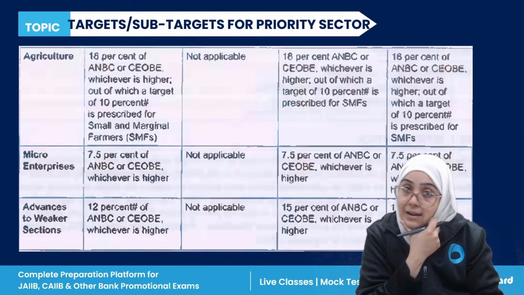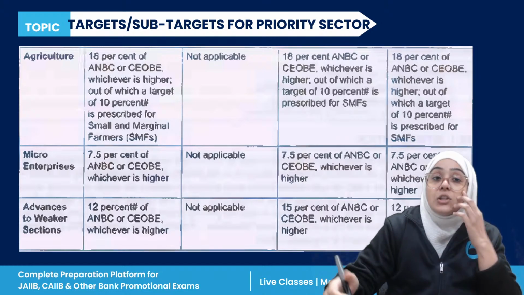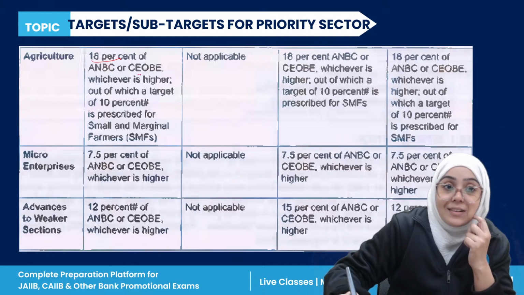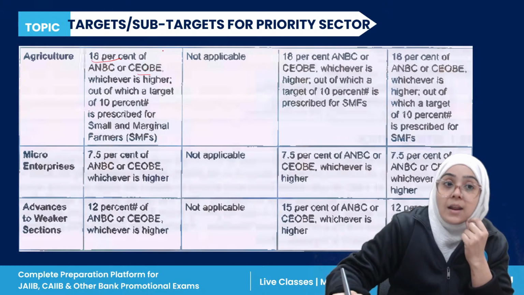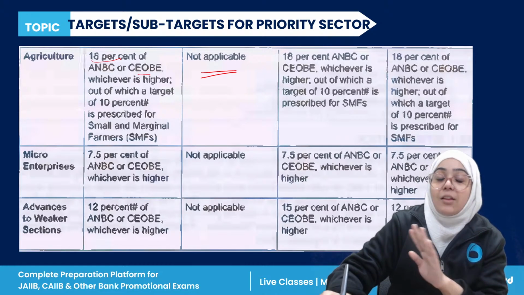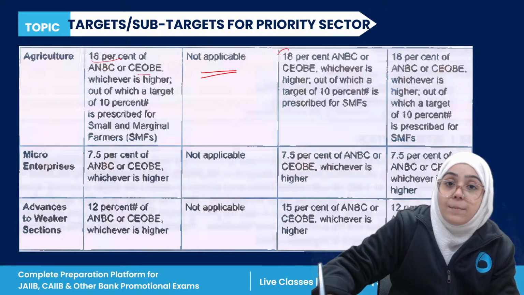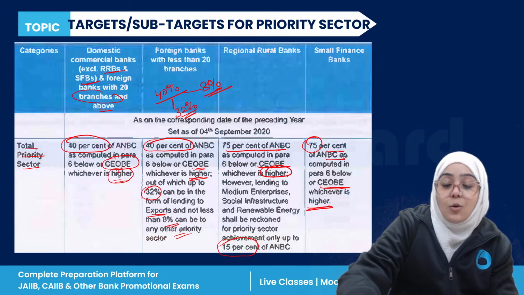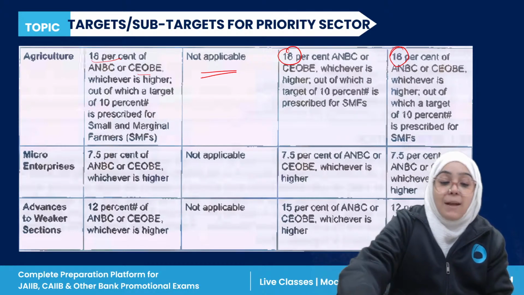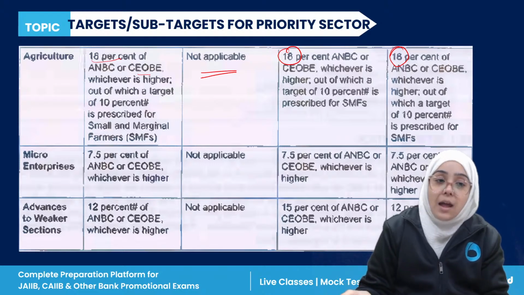So, if we talk about agriculture, 18% of ANBC. Okay, so agriculture is 18% of ANBC or CEOBE, whichever is higher, right? For the foreign banks who have less than 20 branches, no target is given in the case of the agriculture sector. If there is a regional rural bank, 18% of ANBC or CEOBE, whichever is higher. And if there is a small finance bank, again 18% of ANBC or CEOBE, whichever is higher.